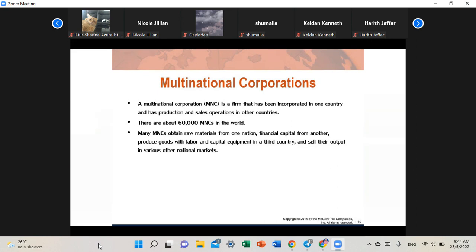Many MNCs obtain raw materials from one nation, financial capital from others, produce goods with labor and capital equipment in a third country, and sell their output in various other national markets. So the birth of MNCs stems from capitalism, especially during the industrial period, where they started to explore more opportunities in foreign markets. So that's how MNCs started to establish their presence in other countries' markets.